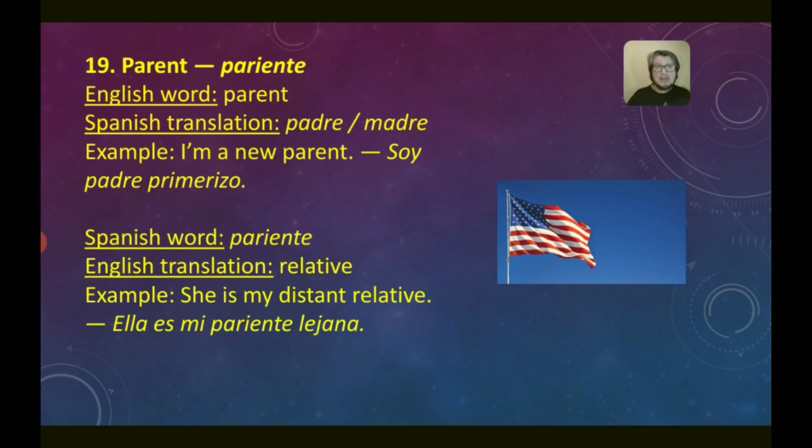Number 19, parents, never pariente. These are my parents. My uncle, my grandmother, my nephew, my niece. These are my parents? No. Parent is mother, father. Mother, father, those are your parents. Pariente is relative. So all of these are my relatives: my uncle, my aunt, my nephew, my niece, everybody. Okay?